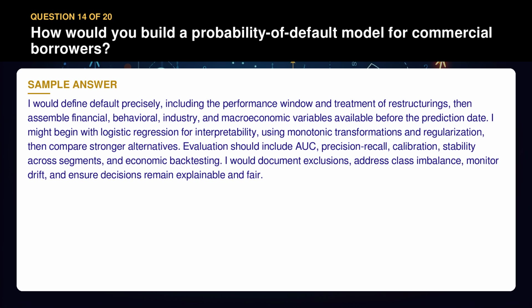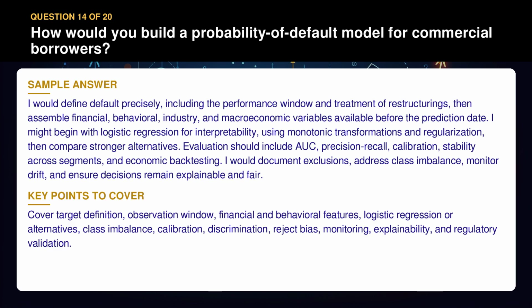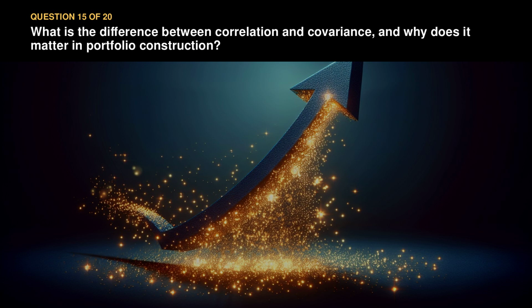I would document exclusions, address class imbalance, monitor drift, and ensure decisions remain explainable and fair. Cover target definition, observation window, financial and behavioral features, logistic regression or alternatives, class imbalance, calibration, discrimination, reject bias, monitoring, explainability, and regulatory validation.